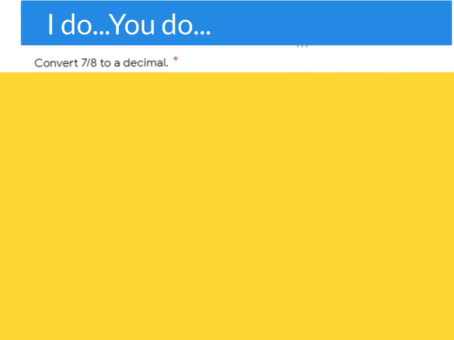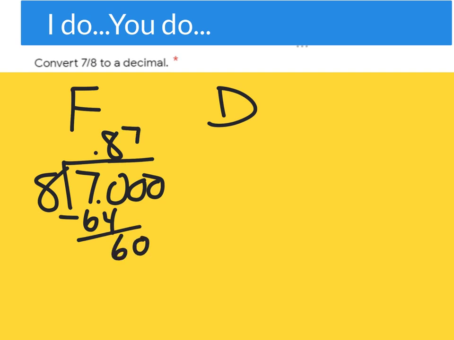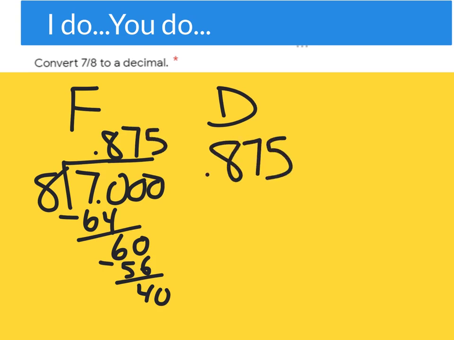So the first one says change 7/8 to a decimal. Well, once again, it's in this category, and I want to go to this category. So 7/8 is 7 divided by 8. The top number goes in the box. Put out some zeros, and you're ready to divide it. It goes in there 8 times. Goes in there 7 times. And goes in there 5 times. So we end up with a decimal of 0.875.